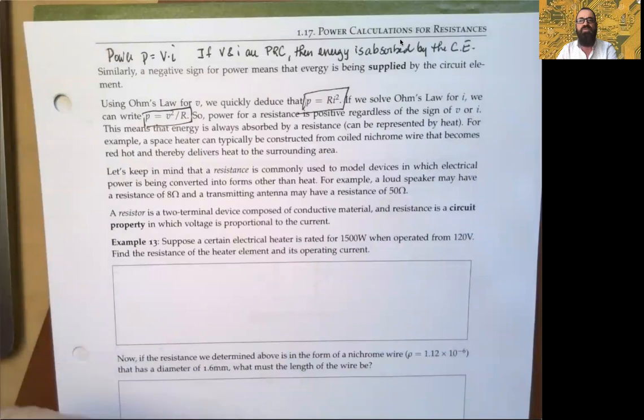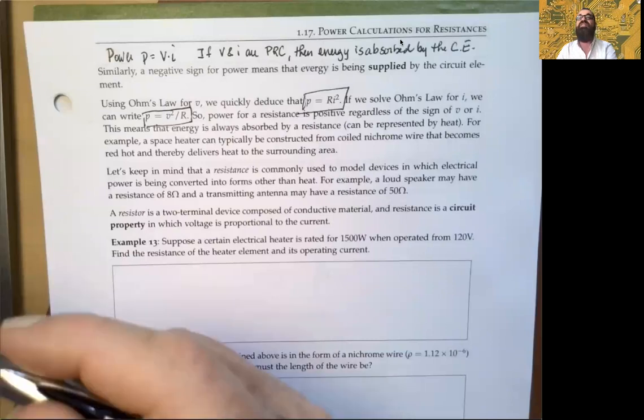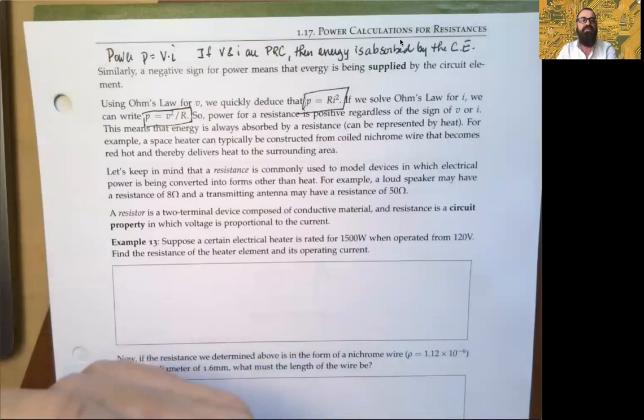Let me say that again. With resistances, you are always absorbing energy. You're not delivering. These are the components, for example, for heating coils, all right? You're trying to absorb the heat to get hotter and hotter, not to dissipate, all right? A space heater is typically, for example, coiled nichrome wire. It becomes red hot, and you've seen examples of that. And that's delivering heat to the surrounding area because it's absorbing the energy, right?